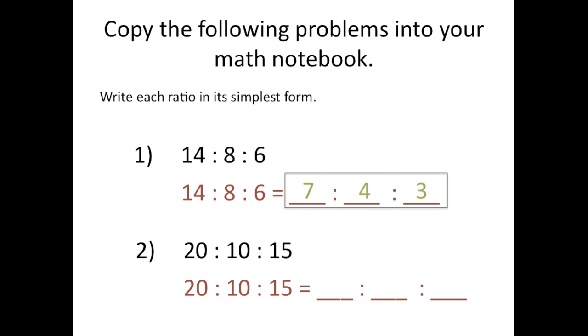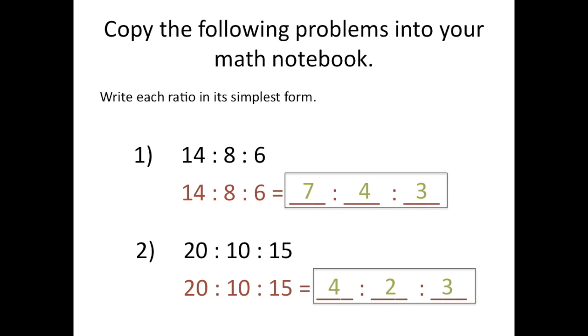Did you have time to solve it on your own? Okay, so let's go over how we would simplify 20 to 10 to 15. I know that 20, 10, and 15 can all be divided by 5. So I'm going to divide each quantity by 5. And when I simplify this ratio, I will get 4 to 2 to 3, because I've divided each quantity by 5. And I can box that because now that is my ratio in simplest form.